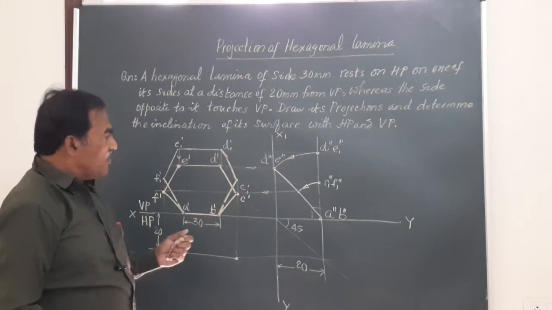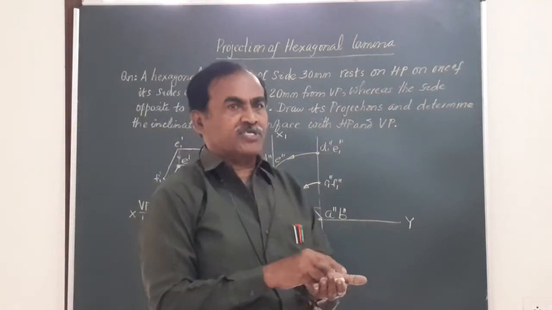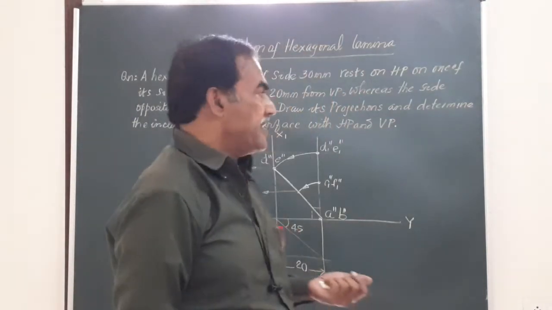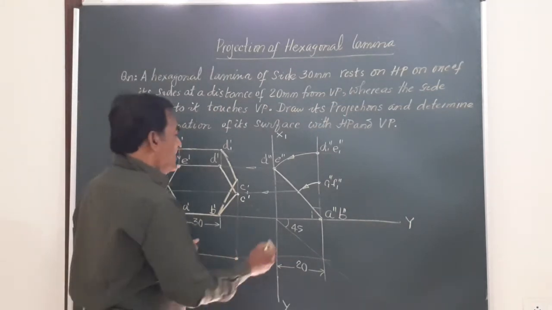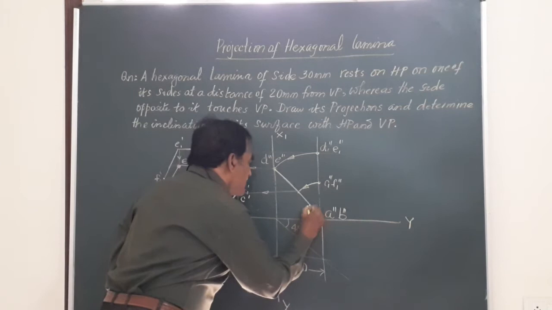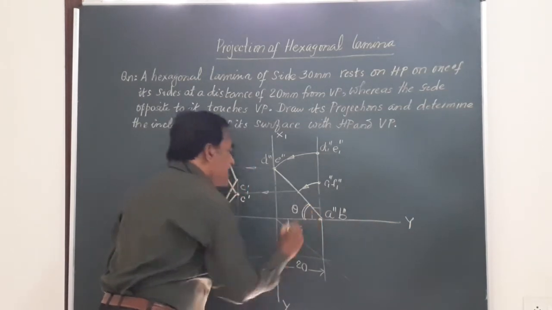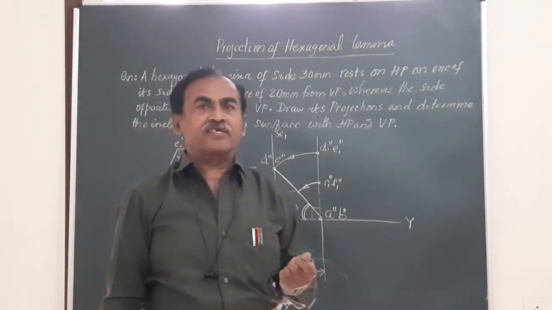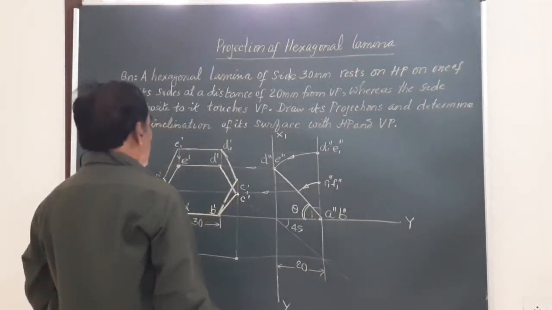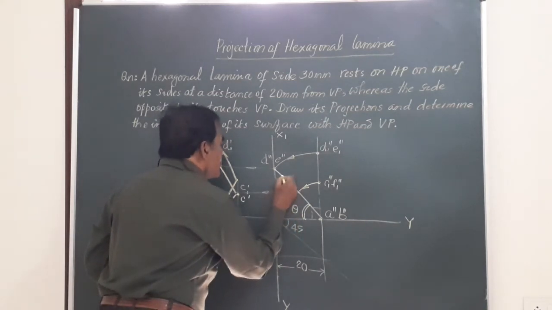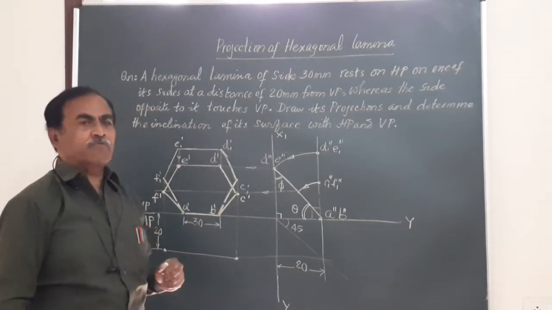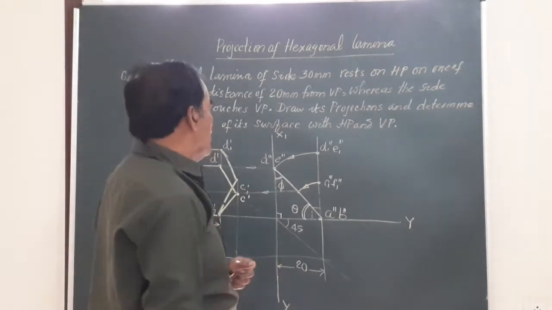And now friends, they are also asking in the question, what is the angle made by the surface of the lamina with HP and VP? Friends, this angle if you measure, the angle made by the surface, this will give you theta, that is the inclination of the surface of the lamina with the HP, and very obviously this is perpendicular, this will give you the angle phi, that is the angle made by the surface of the lamina with the VP.